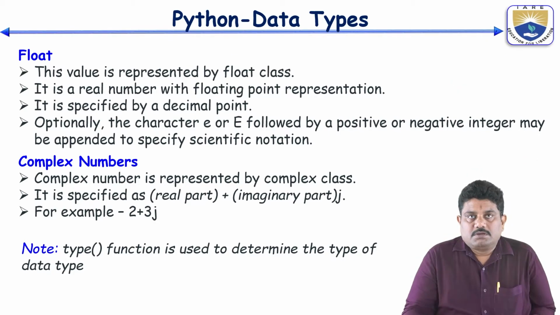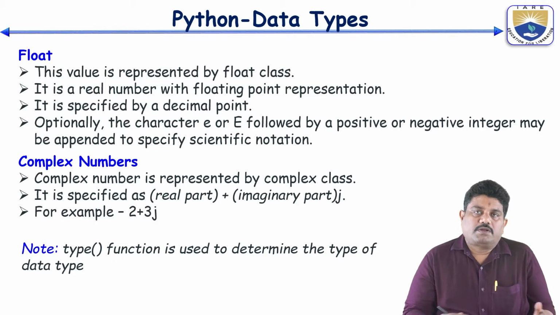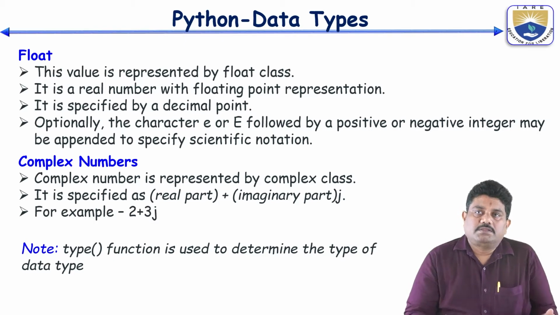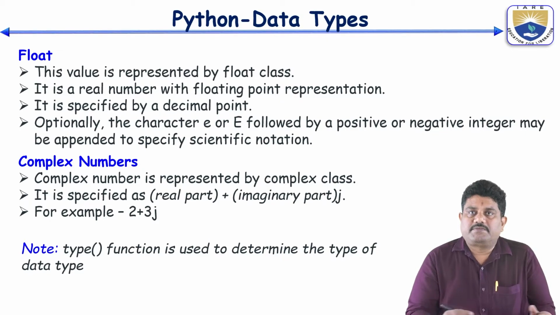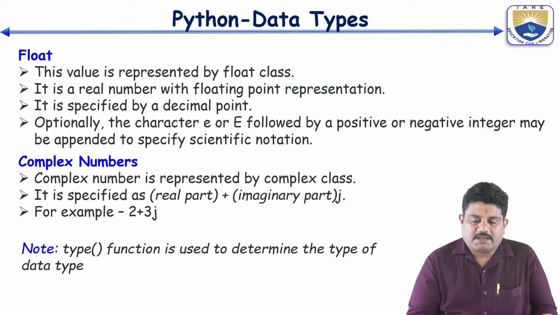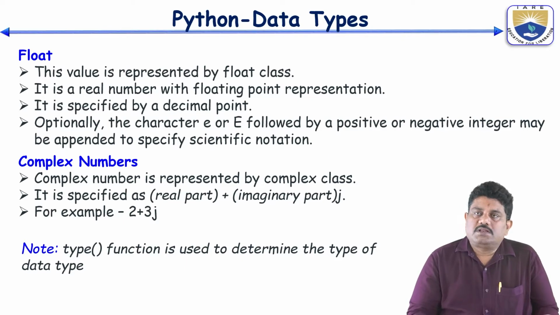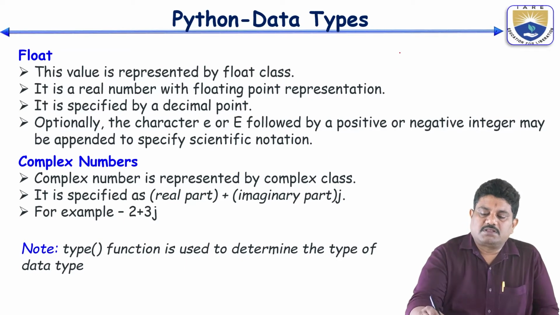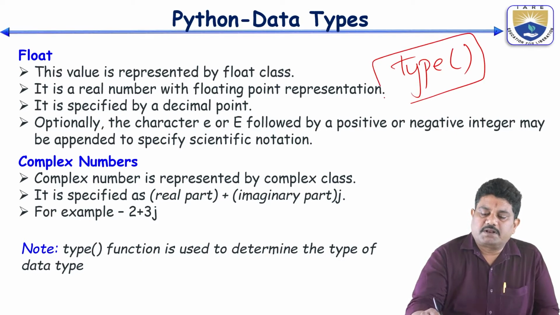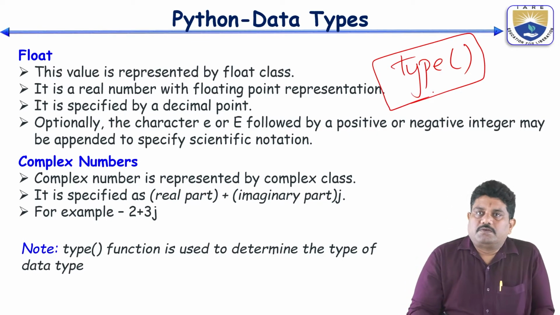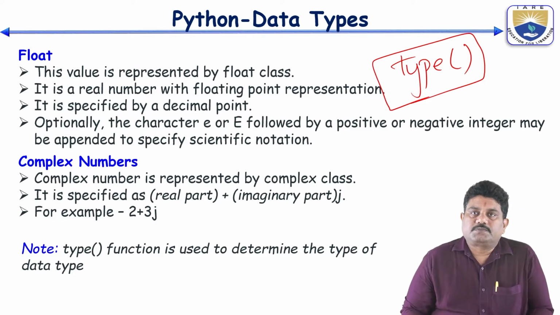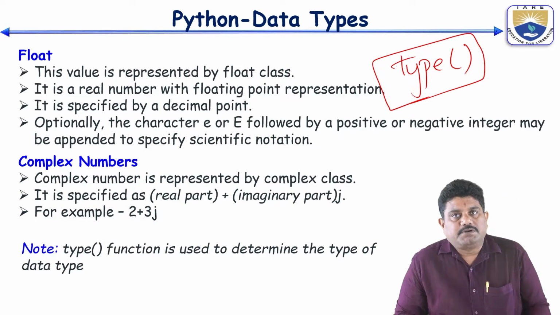Suppose you are writing a program that has already been written by somebody, and now you are continuing that program, and they have defined some variables and assigned some values. So you want to know the type of that variable. You can easily find out by executing the type function. This type function will return which type or class that variable belongs to. The type function is used to determine the type of a data type.